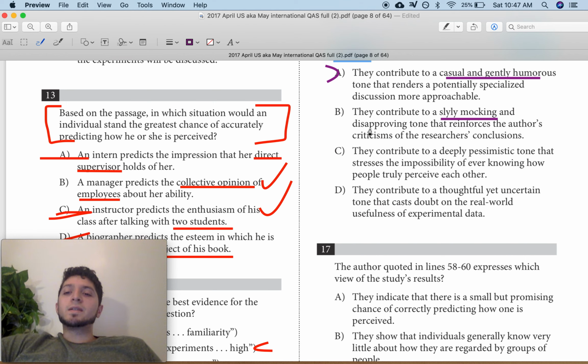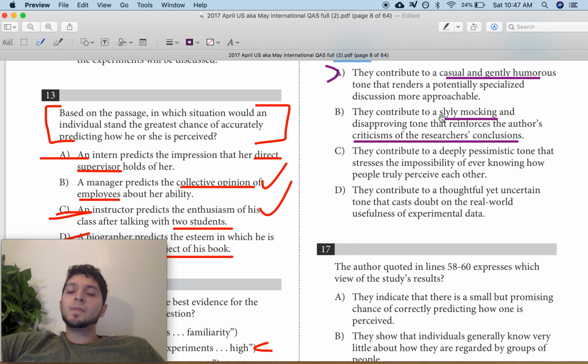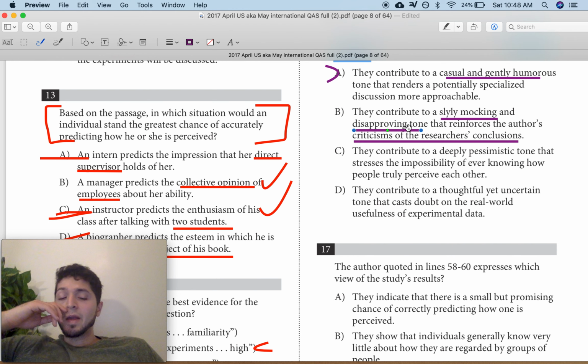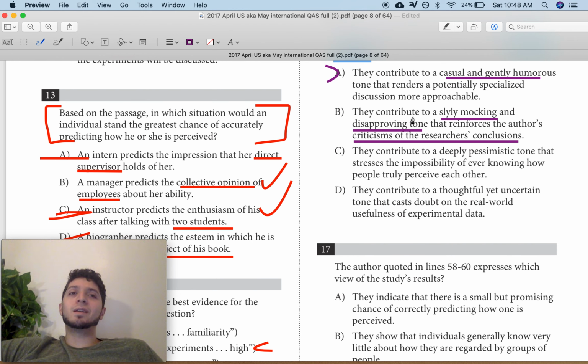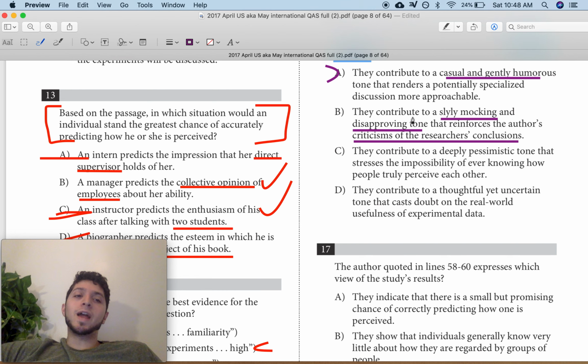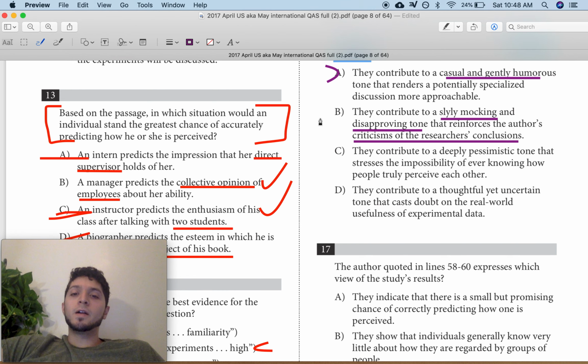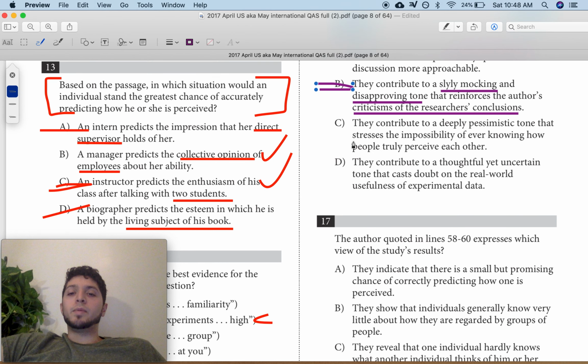And then it says it's a disapproving tone, and it reinforces the author's criticisms of the researcher's conclusion. So this thing has a multitude of errors. One, it's not slyly mocking, that's too negative. Disapproving itself is probably too strong anyway, there's nothing disapproving. And the relationship between the author and the researchers is not one where the author is criticizing what the researcher is doing, they're criticizing their conclusions. It's a pretty objective reporting of what's going on. If anything, it's a little bit positively inclined. All those reasons are going to make us get rid of B.